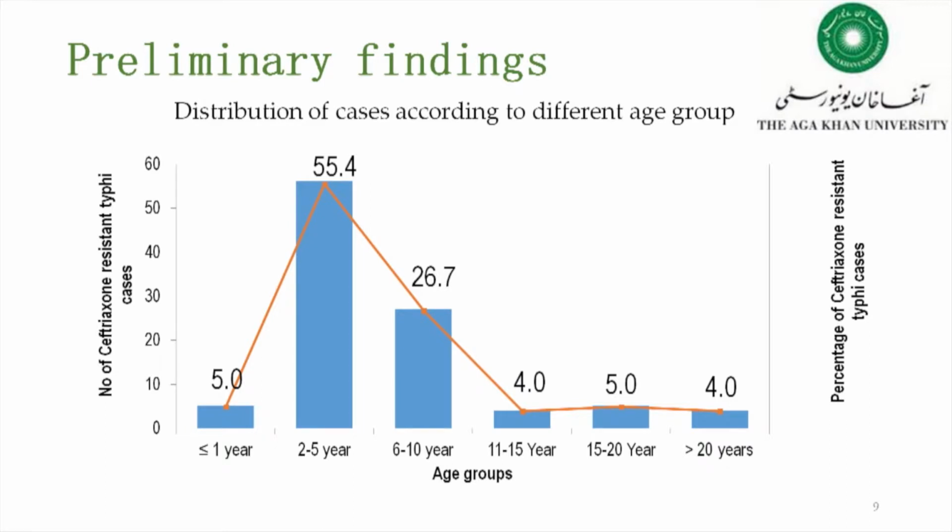This is another figure which shows the age distribution of the cases. The orange line shows the percentages of the cases identified till now, and you can see here that about 90% of the cases are less than 10 years of age. And apart from this, we also received a few cases above 20 years of age as well.